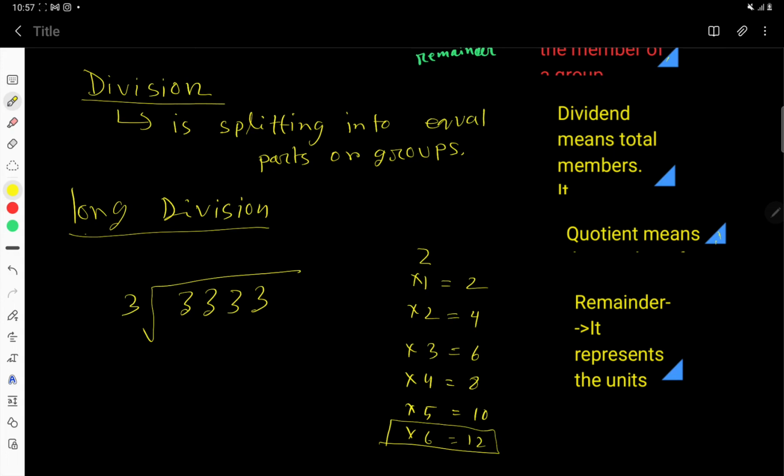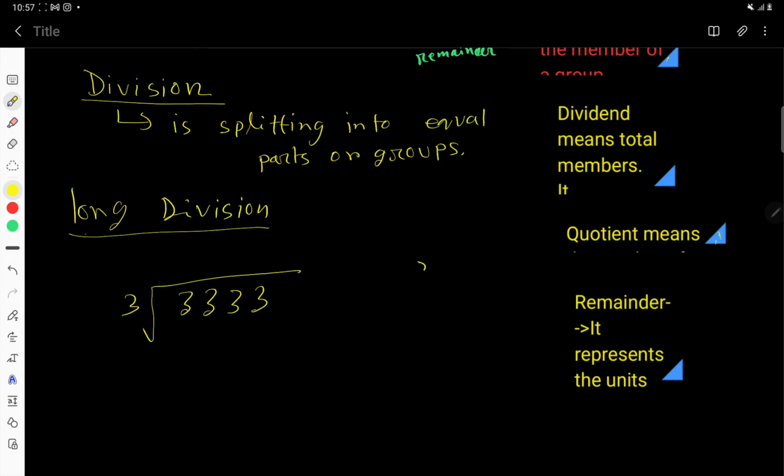How to do that? 3 goes into these 3 how many times? Okay, we need a multiplication table, right? So 3 times 1, that gives us 3. 3 times 2, just add 3 here, 6, right? We need to target this.